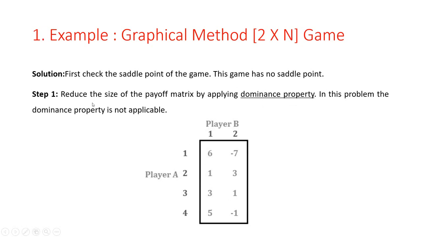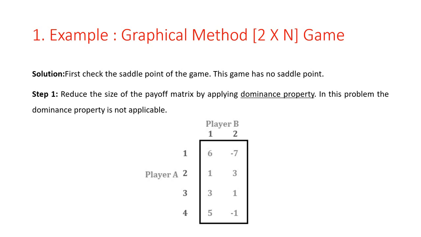So step 1 is what? Reduce the size of the payoff matrix by applying the dominance property. Okay. So you can check my previous video. In that we discussed the dominance property, how to apply the dominance property in the given problem, and how to check whether our given problem contains a saddle point or not.